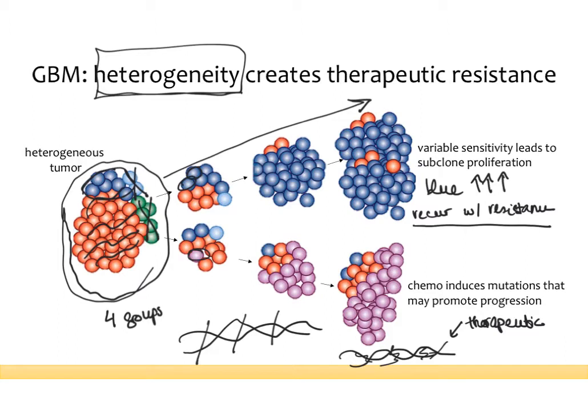So it is likely some combination of both of these effects that is creating this eventually highly resistant tumor. And of course, there are way more than 4 groups involved, but this is a simple way to think about the fact that heterogeneity in GBM does create a lot of problems for developing one single therapy that can actually affect all the cells in a consistent way.